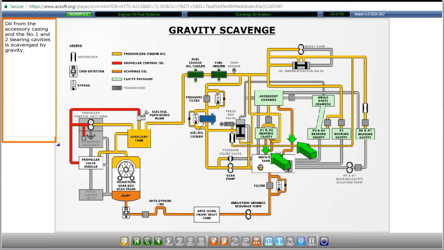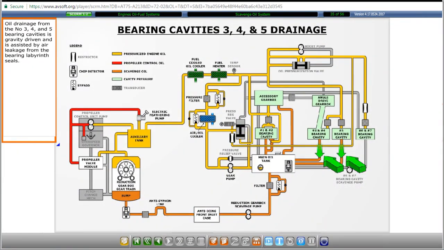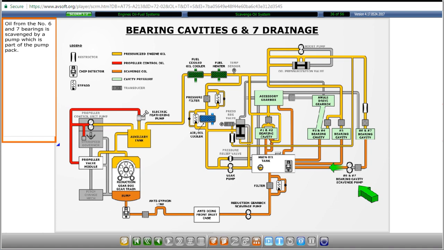Oil from the accessory casing and the number 1 and 2 bearing cavities is scavenged by gravity. Oil drainage from the number 3, 4, and 5 bearing cavities is gravity-driven and is assisted by air leakage from the bearing labyrinth seals. Oil from the number 6 and 7 bearings is scavenged by a pump, which is part of the pump pack.